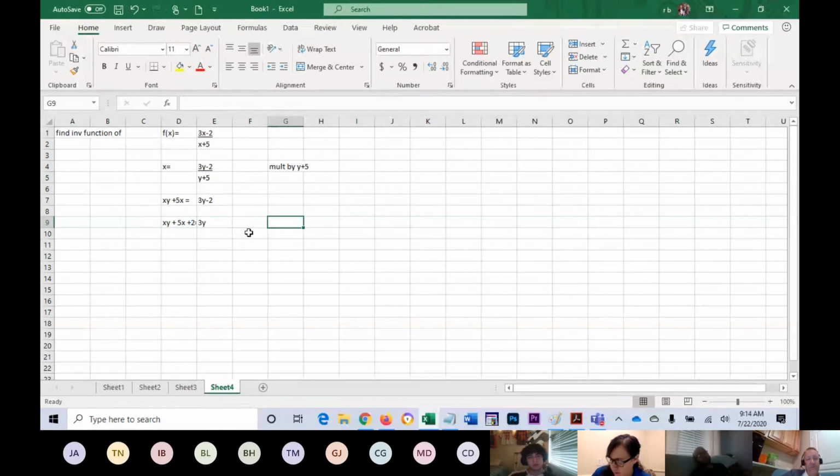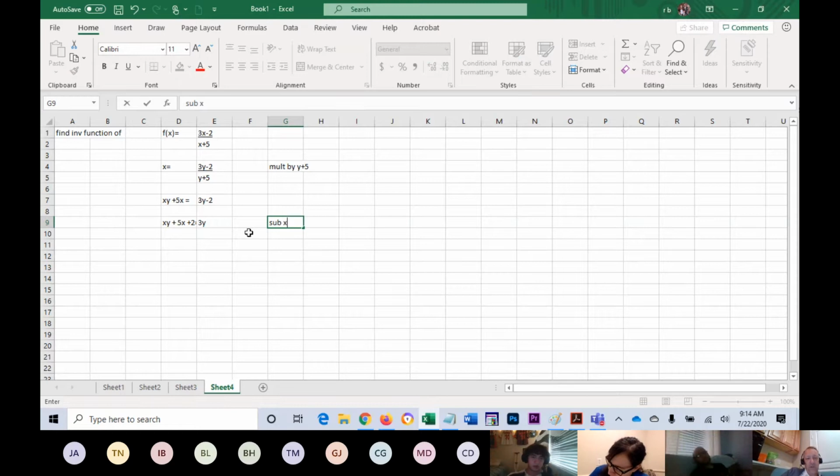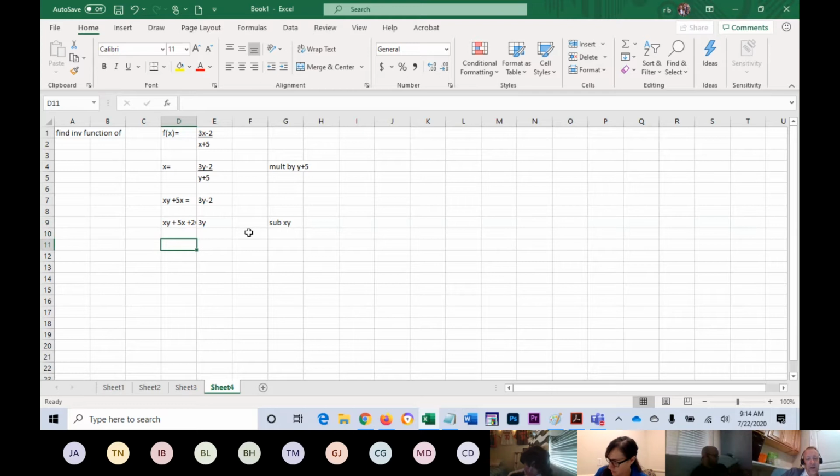No, that move would be a bad idea. Wouldn't you move xy to the side with 3y and then factor out a y? Yeah, you could subtract the xy from both sides. So in this case, we've got 5x plus 2 equals 3y minus xy, right?